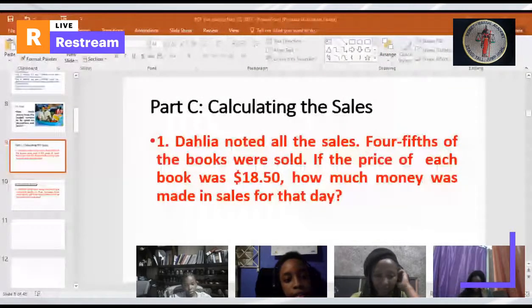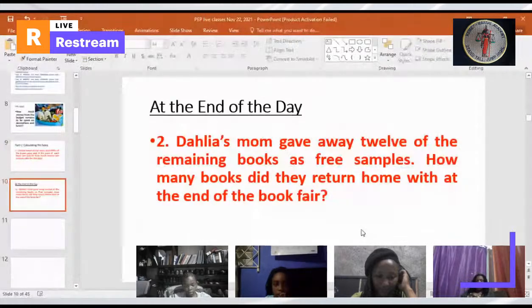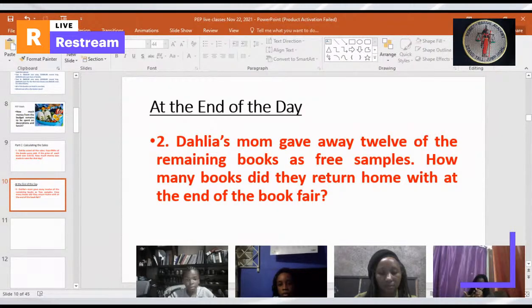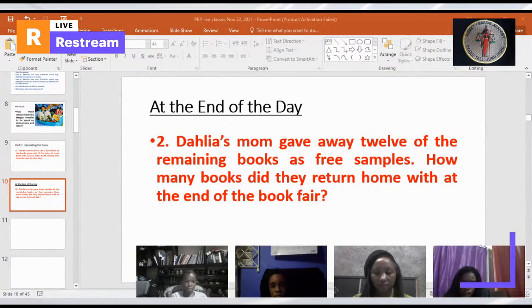So the last question is, read for me, Amari. Okay, miss. At the end of the day, number 2, Delilah's mom gave away 12 of the remaining books as free samples. How many books did they return home with at the end of the book fair? So, miss, it would be 250 minus 12. Miss, that would be 238.